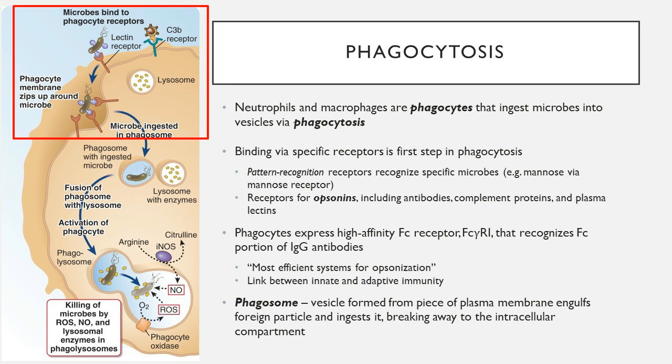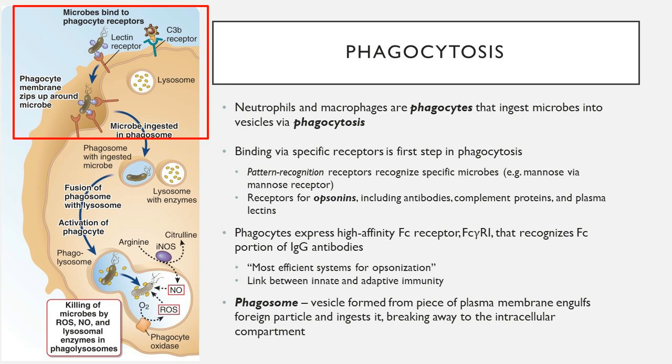Now, the first step in phagocytosis is just binding via specific receptors on the phagocyte cell membrane. These could be pattern recognition receptors, but this first requires that those microorganisms express those particular patterns specific to those receptors. There are also receptors for opsonins, including antibodies, complement proteins, and plasma lectins. Now, the heavy-hitting receptor, the one that's most potent for phagocytosis, is Fc gamma R1, which means that it is specific to the Fc portion of an antibody. And again, I mentioned a couple of times, Fc is the stem portion of an antibody.